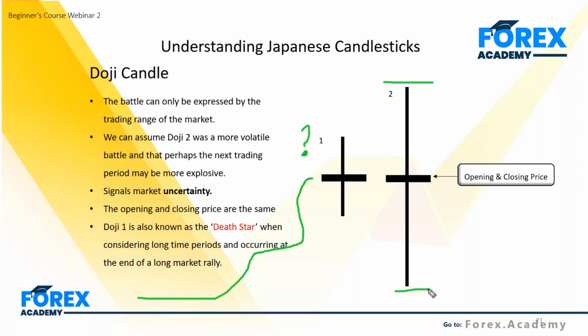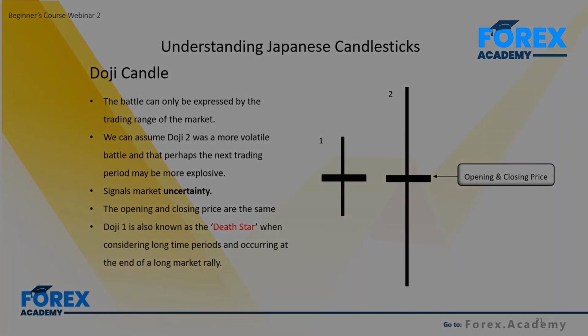Whereas candle 2 shows us much more volatility. If we think that the trend is going to continue to the upside, there's more likely to be a very explosive move in the next candlestick, just because it's seen a lot of volatility in the previous candlestick, if we get that confirmation. So do be aware of the differences between our doji candlesticks. But of course, they both represent market uncertainty. What's going to happen next?